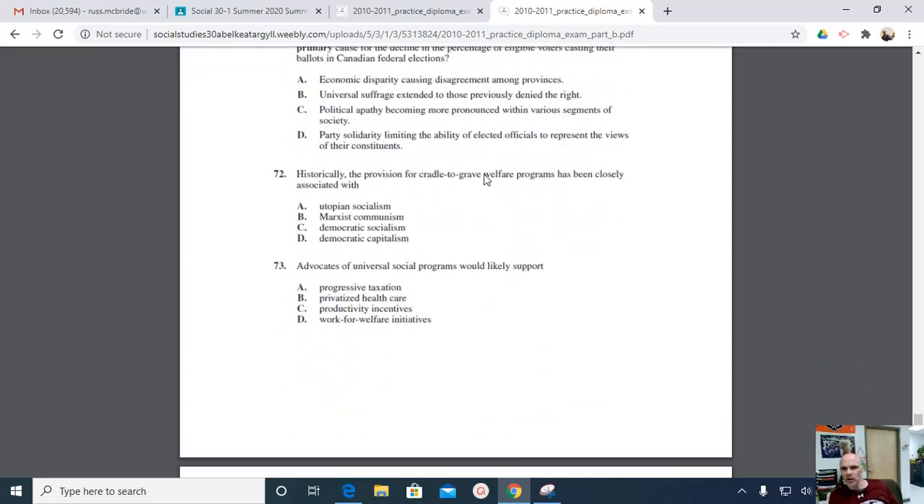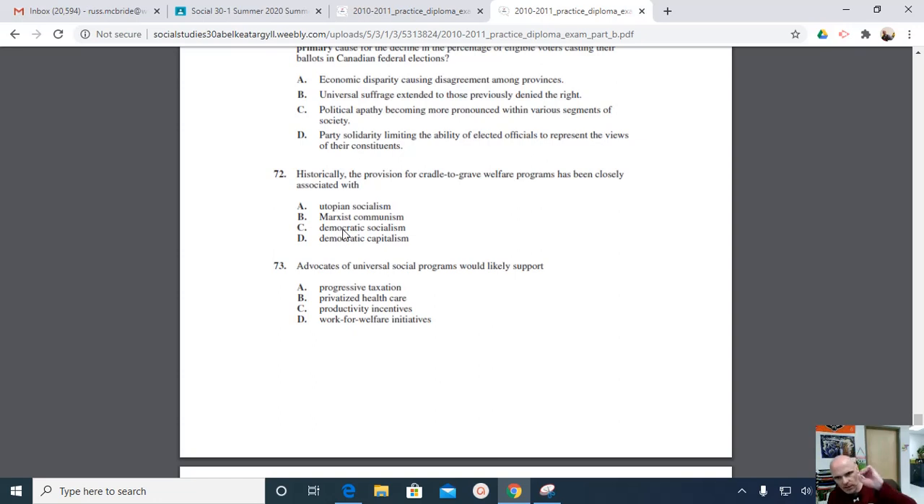Historically, provision of cradle-to-grave welfare programs. So where would the state take care of you from cradle to grave? It would be least likely to be in a capitalist one, but how are we going to distinguish between utopian socialist, Marxist communist, and democratic socialist there? How are we going to decide?